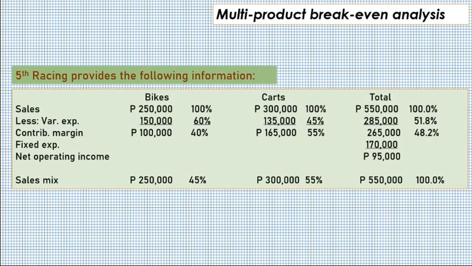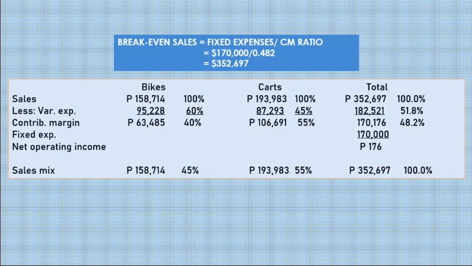RBC's bikes and carts sales and profit data are as follows. The break-even in sales dollars is $352,697, and we calculate this in the normal way. We divide the total fixed expenses of $170,000 by the combined contribution margin ratio.